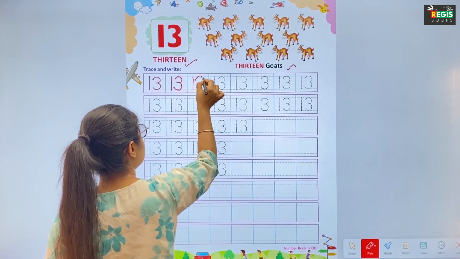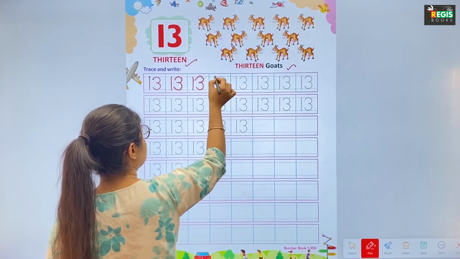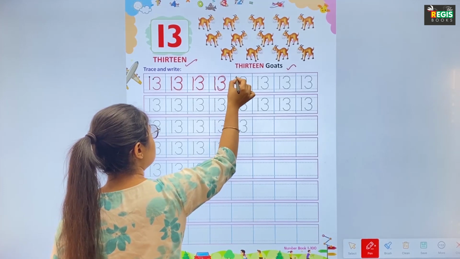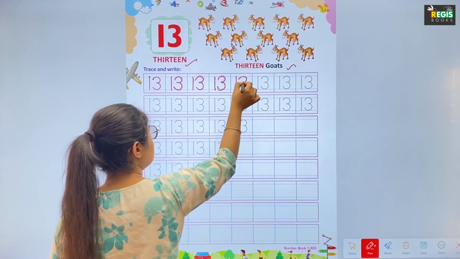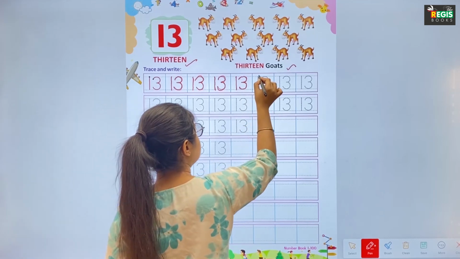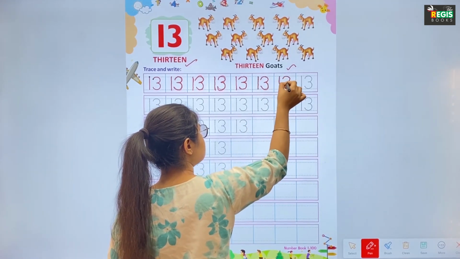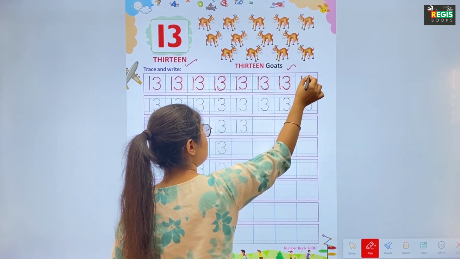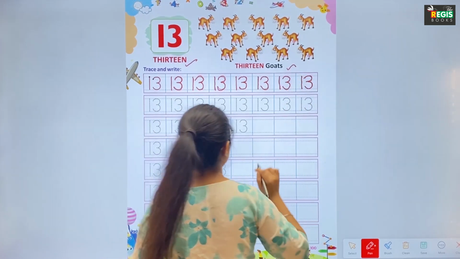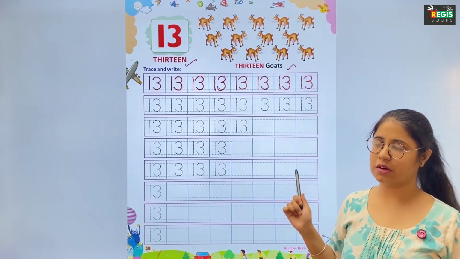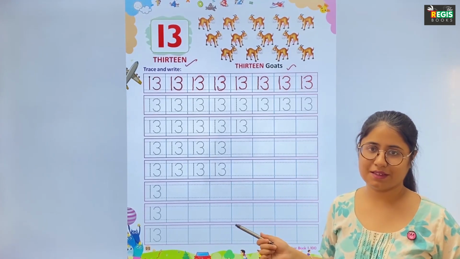1 3 13. Again trace these dots with me. 1 3 13. So kids, similarly आप rest of the boxes में number 13 लिखकर practice करोगे.